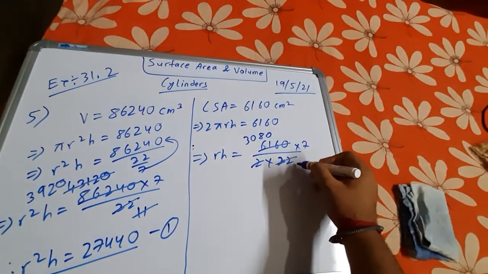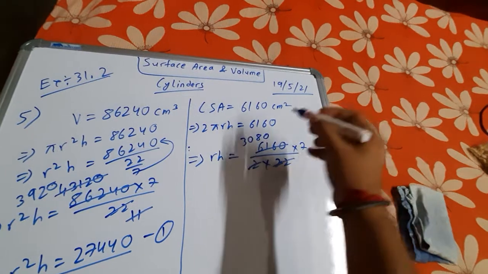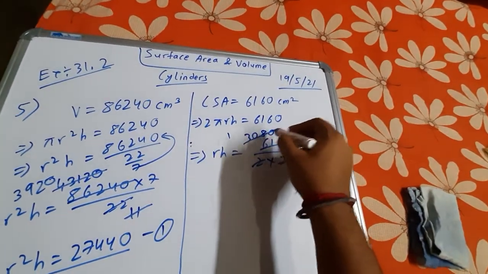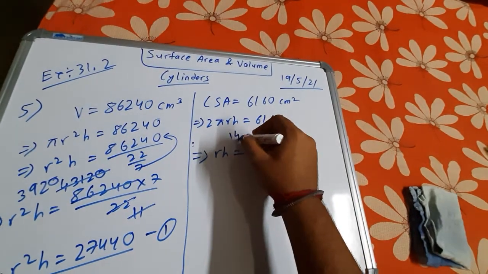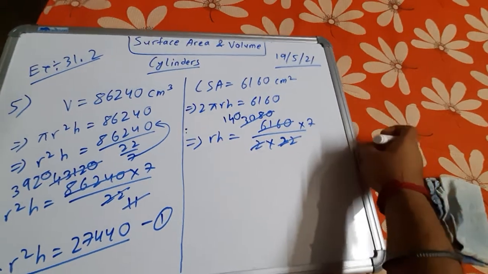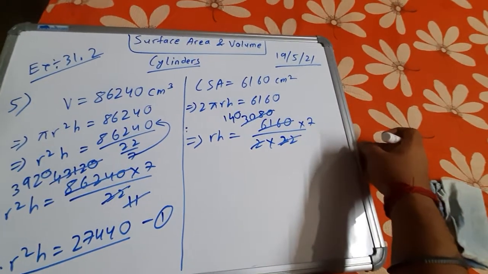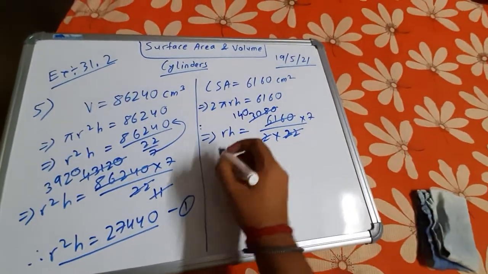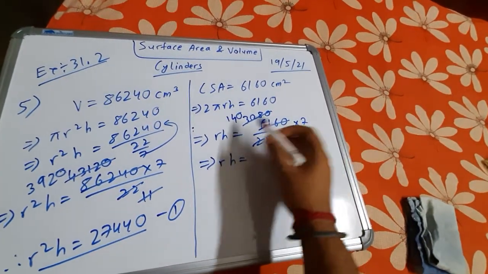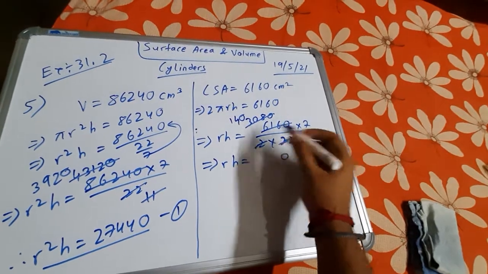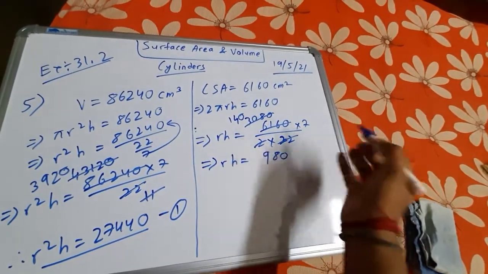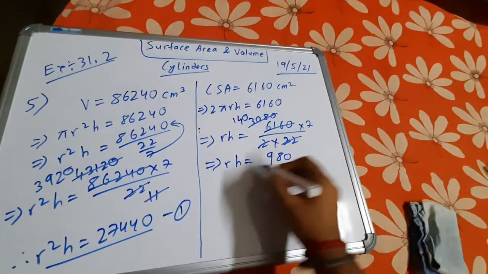Now again divide by 2, or I can divide by 22 also. So it will be coming as 1, and then 88. So 4, 140. It will be coming as 140. Yes, it's correct. 140 into 7. So therefore our RH is coming as 980.